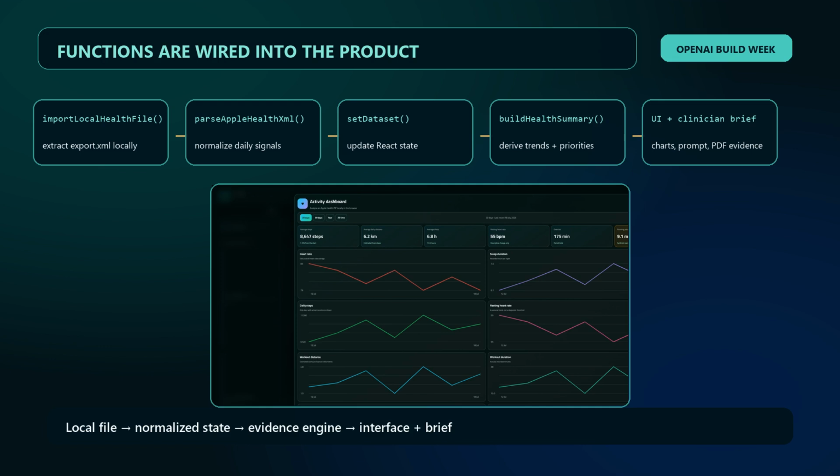Import local health file extracts the XML. Parse Apple Health XML normalizes the daily signals. Build Health Summary computes trends and priorities. React State then renders the cards, 8 charts, cardiology prompt, and the same structured evidence used by the clinician brief.